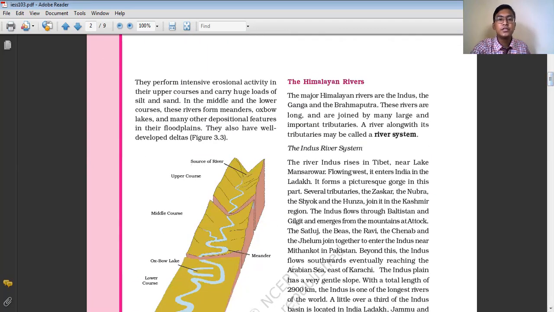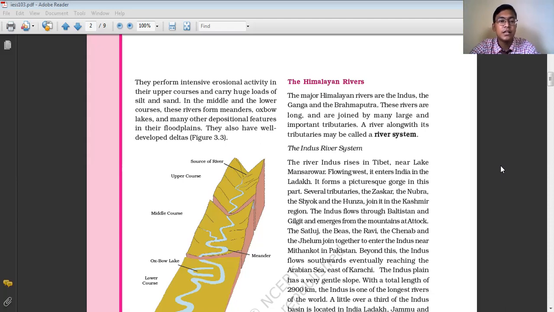So this is about the differences between the Himalayan rivers and the peninsular rivers, or the characteristics of the Himalayan and the peninsular rivers. I'm briefly going over the basic differences. The Himalayan rivers originate from the Himalayas, whereas the peninsular rivers originate in the Western Ghats or in the Central Highlands. The Himalayan rivers are perennial in nature.